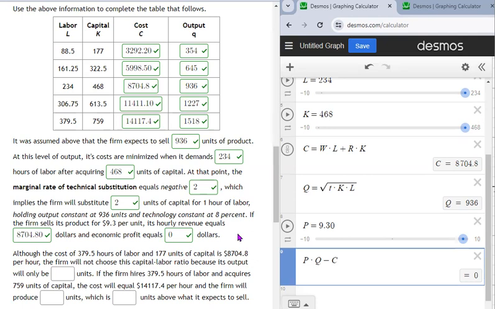All right, now, so although the cost of 379.5 hours of labor and 177 units of capital is $8,704.80 per hour, right?